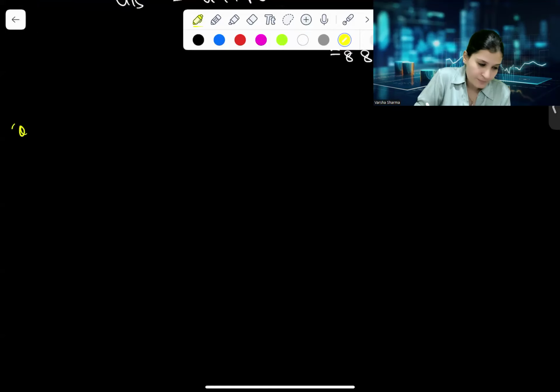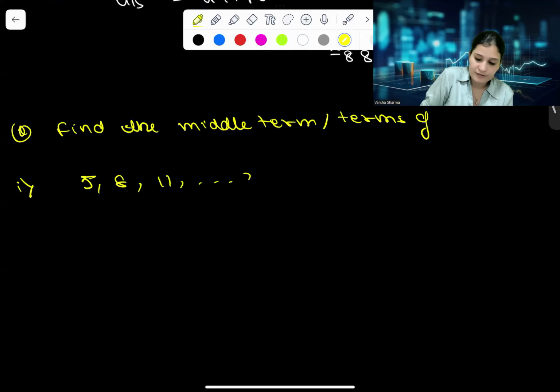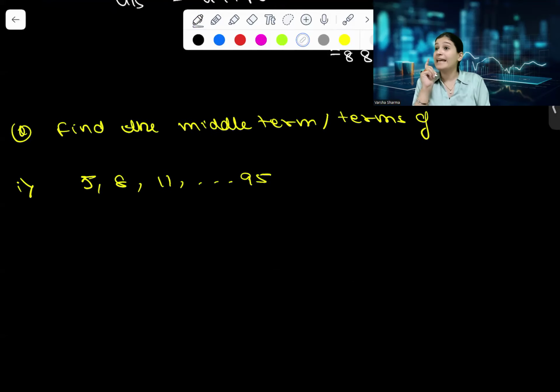Question. Find the middle term or terms of the sequence 5, 8, 11, ..., 95. What is the first thing we need to find? No, n, not an. The number of terms. Guys, is it okay? Yes, ma'am.